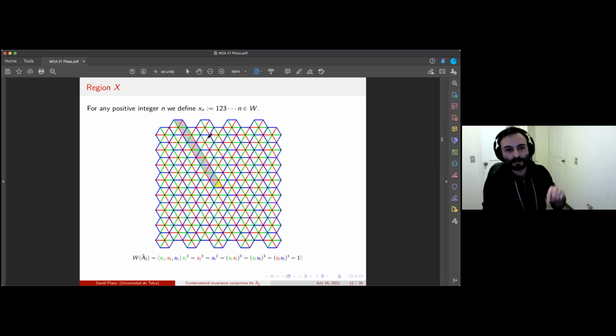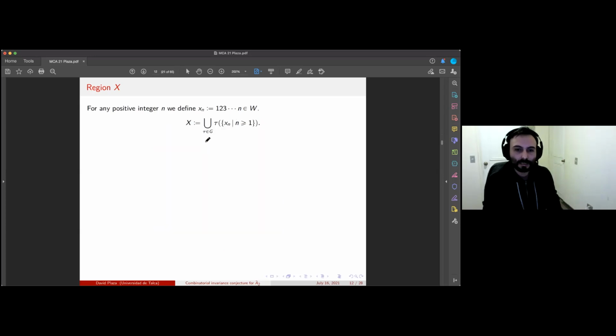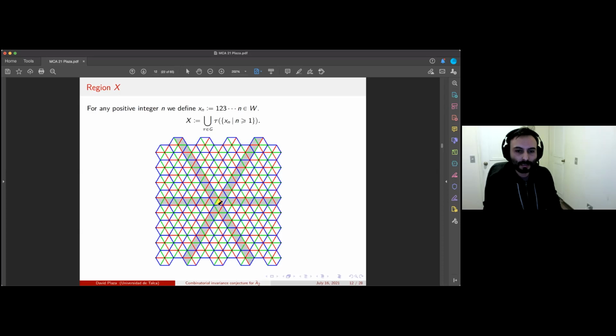But to define the region X, we want to consider elements Xn, but also we want to consider their G orbits. So the formal definition or algebraic definition of region X is this, and graphically this is the region X, our first region.